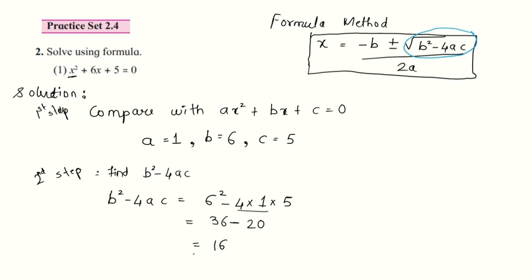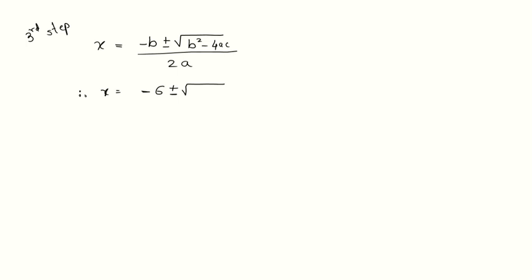It was 16. Okay, from here we will take 16, square root of 16 upon 2 into a. What is a? A is 1. Okay, 2 into 1. Let's solve this. Therefore, x is equal to minus 6 plus or minus, what is the square root of 16? That is 4. 4 fours are 16. Therefore, we got 4 upon 2 into 1, which is 2.